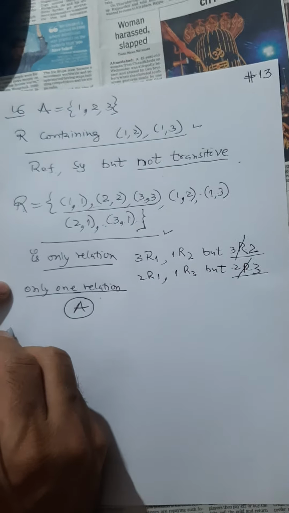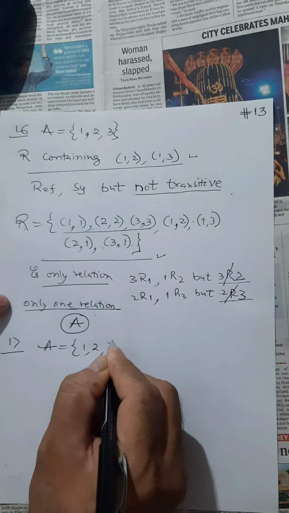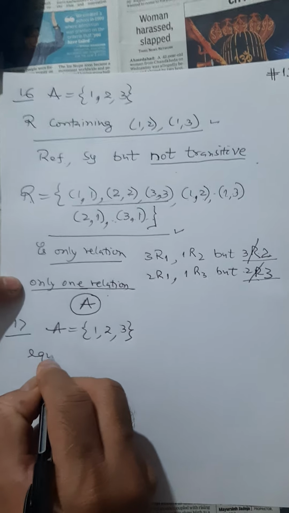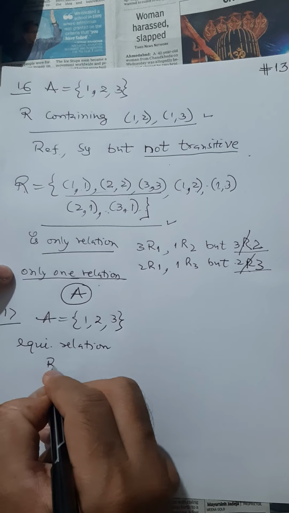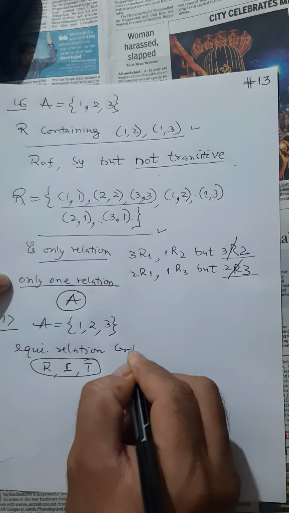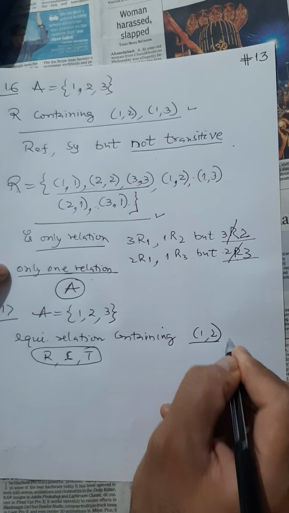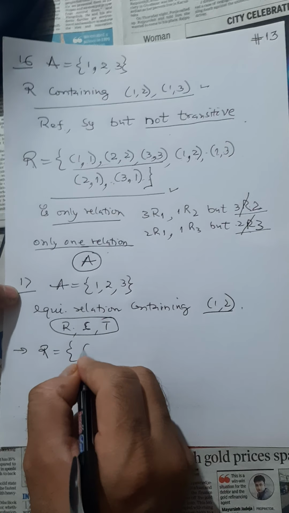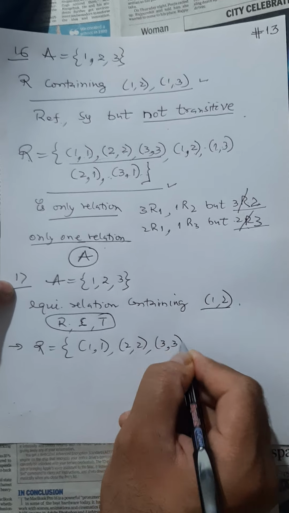Now question number 17, next MCQ. You again have a set {1, 2, 3} consisting of 3 members. You want an equivalence relation. Equivalence relation means it should be reflexive, symmetric, and transitive, all 3 properties, containing (1,2). So let's try to do this. Here I'll take a relation, I want reflexive. So I'll take (1,1), (2,2), (3,3). This guarantees that it's reflexive.